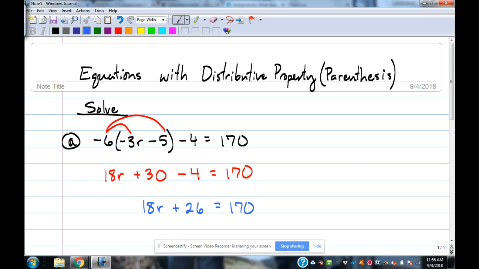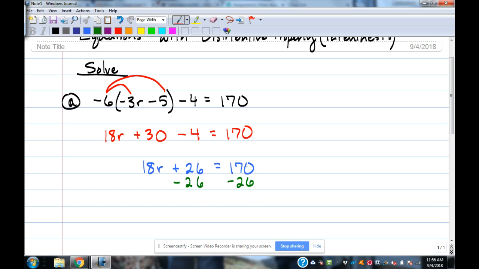What needs to move next? Look at this side. It's got two things on it. Which one of these two things is like 170? The 26 is a plain number, so that's what needs to move. So we're going to subtract 26 because they're adding it. The inverse operation there. There's 18R. And then 170 minus 26 is 144.